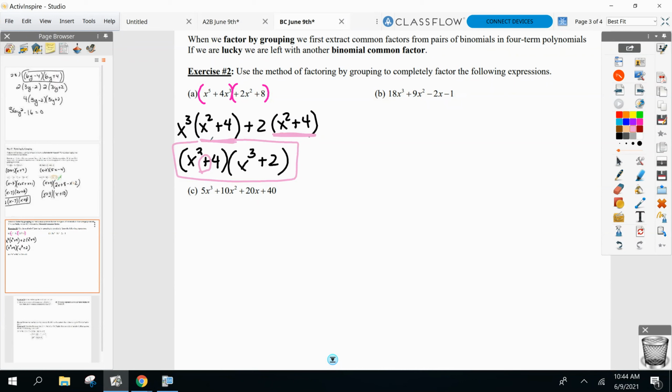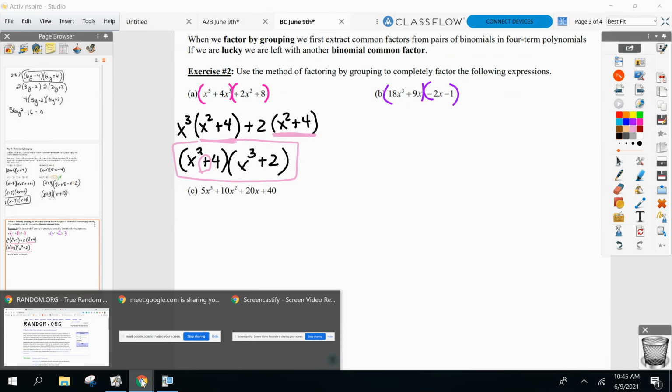Part B. How many terms, guys? Yeah. 4. Any GCF? Did you take anything out? Other than 1? No. So that's automatic grouping. 4 terms. No GCF. Here we go. Group them. First 2, last 2.